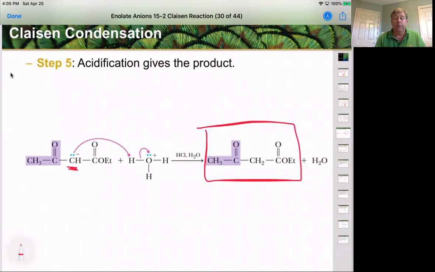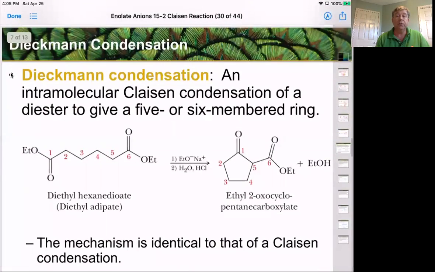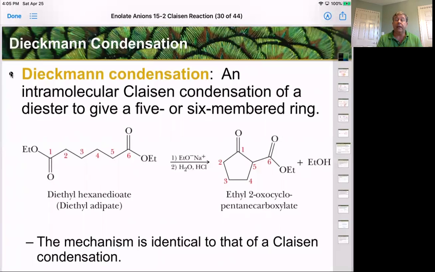Okay. Now, just like when we had the crossed aldol, the intramolecular aldol condensation, we can also do an intramolecular Claisen reaction. And when we do the intramolecular Claisen reaction, we call it the Dieckmann condensation, okay? Just like with the intramolecular aldol condensation, you can form 5- and 6-membered rings only. If you deprotonate and can only form a 4-membered or a 7-membered ring, it will not progress, okay?